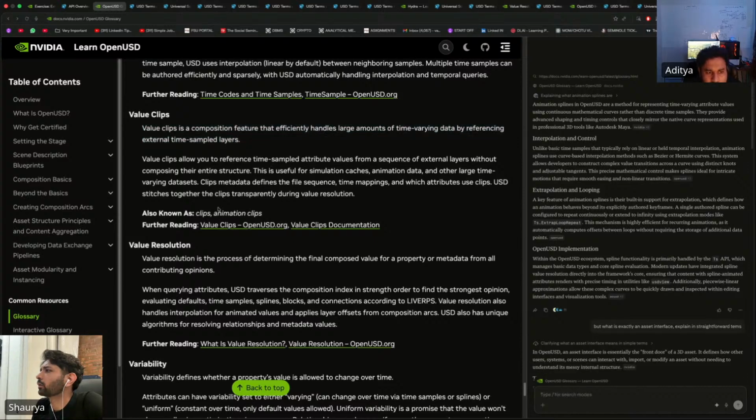Value clips is a composition feature that efficiently handles large amounts of time varying data by referencing external time sample layers. Time varying data means data that is always changing. By referencing external time samples, value clips allow you to reference time sampled attribute values from a sequence of external layers without composing their entire structure.